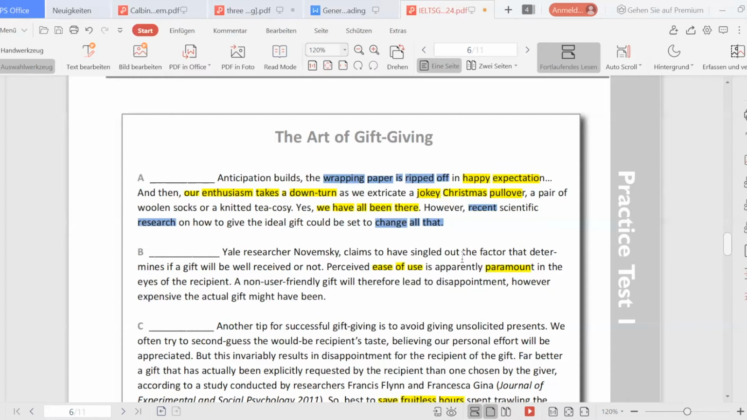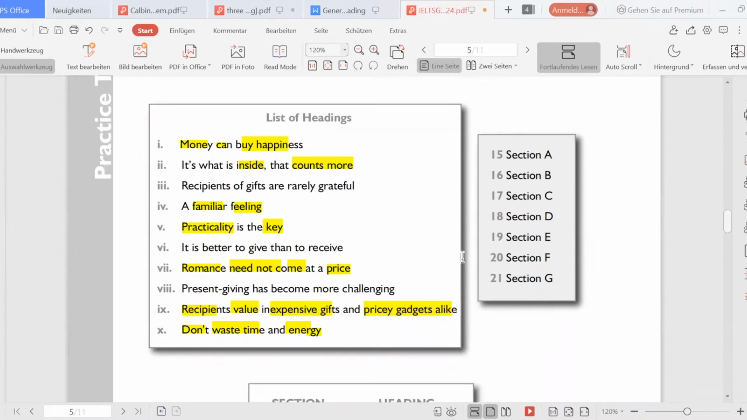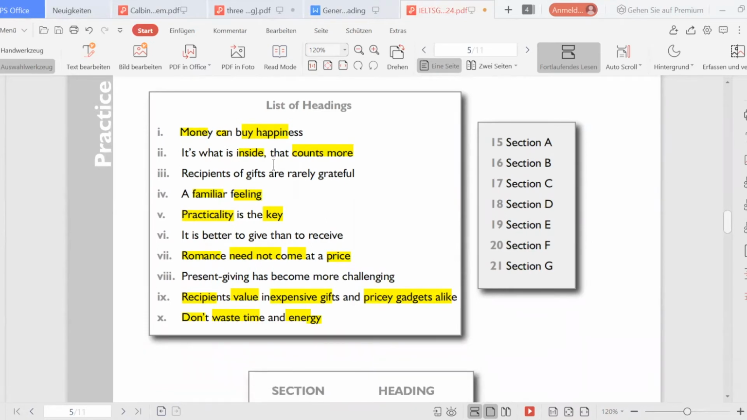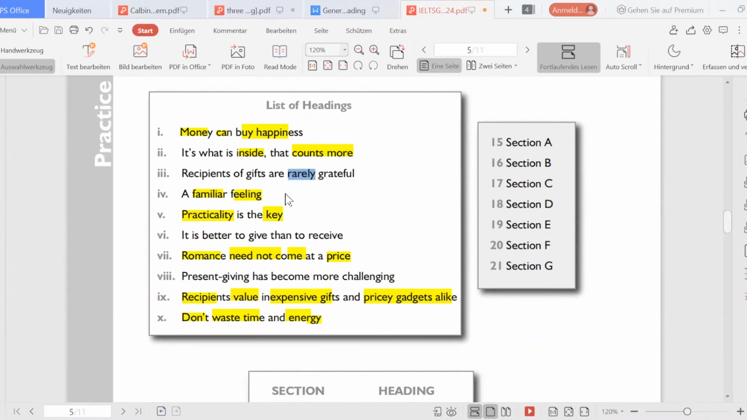So when we go to the list of headings, "Money can buy happiness": automatically you see that we did not read anything about money buying happiness. "It's what is inside that counts more": we did not really read anything about it. "Recipients of gifts are rarely grateful": it's not something that we read, okay? Remember the frequency adverbs. We did not read anything about that. "A familiar feeling": that could be, all right? Because the three sentences talk about how during Christmas we get gifts, we wrap them, we're enthusiastic, we anticipate it, and then it also says that we've all been there.